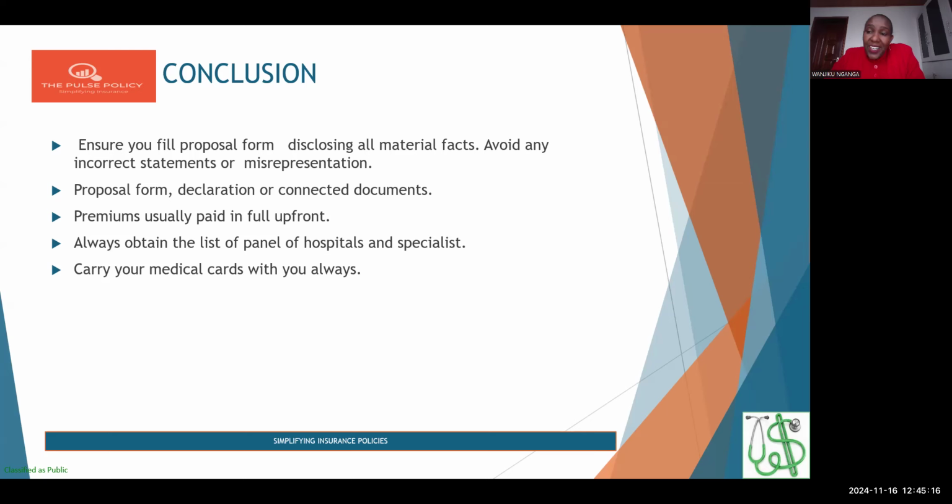As I conclude, please always ensure you understand your sub-limit. If you are purchasing the cover for the first time, please ensure you understand your waiting periods.